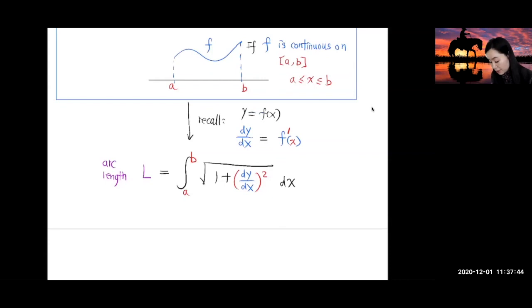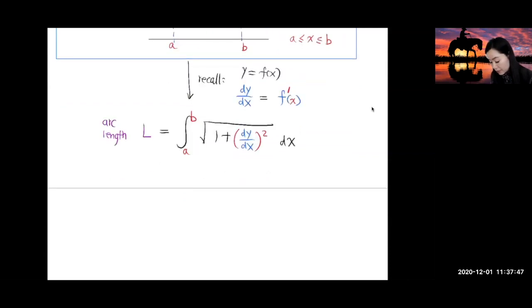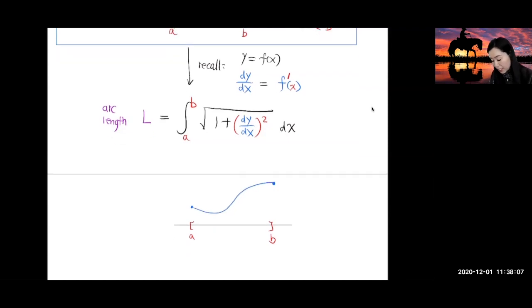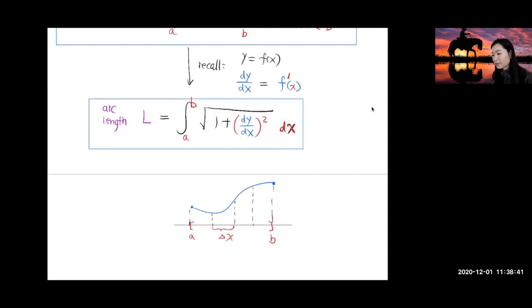Notice that what we have done is we have this closed interval a b, and the graph is continuous from a to b. When we derive the formula, we divide that into subintervals, each with equal width. The equal width here will be delta x, so then you have this dx over here, and we got this formula. That's the arc length formula.